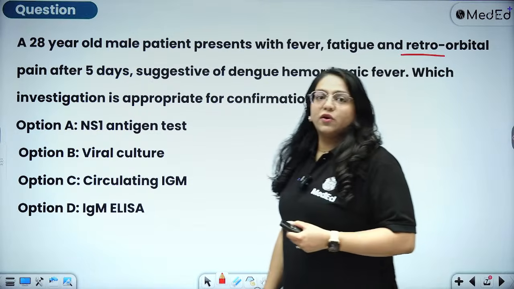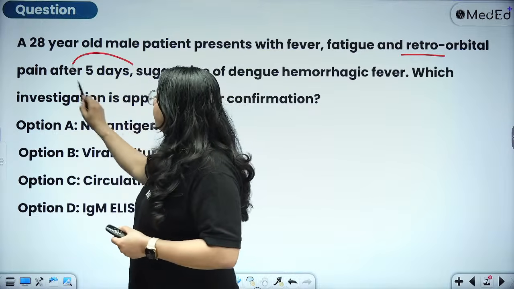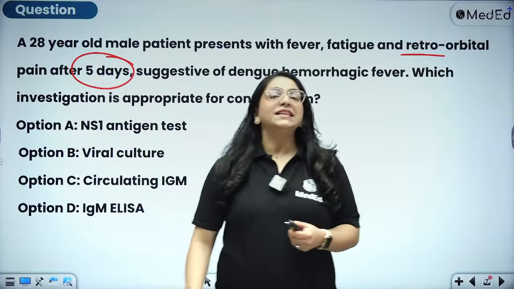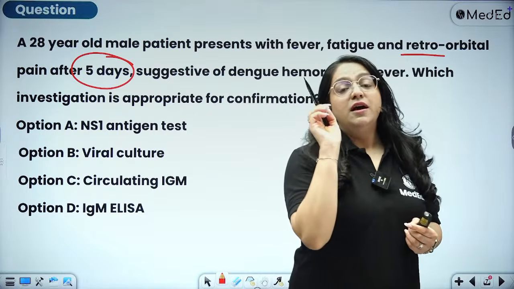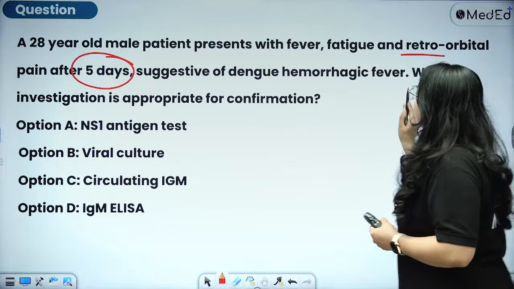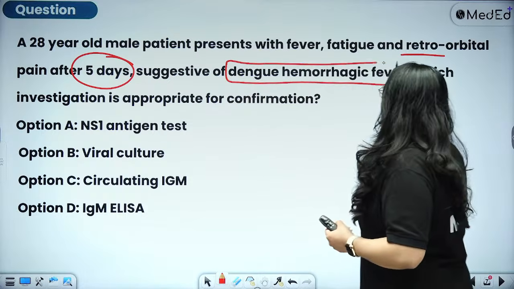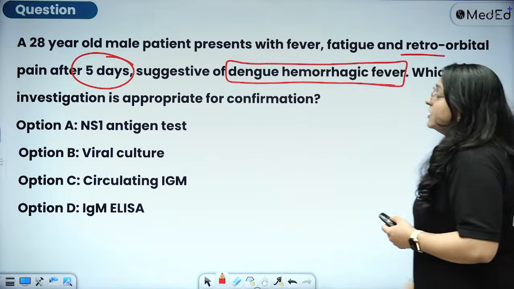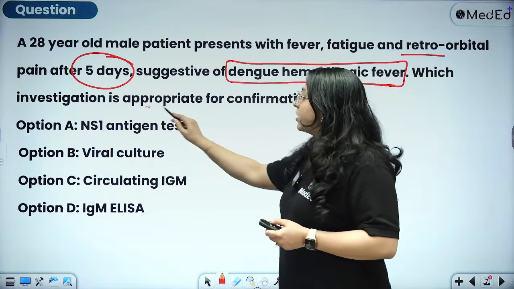Of course, we are talking about dengue. Now they are saying after 5 days. So these are the buzzwords, the catch phrases in your sentences that you have to take care of, suggestive of dengue hemorrhagic fever. Now they have given a specific term to you. Which investigation is appropriate for confirmation?